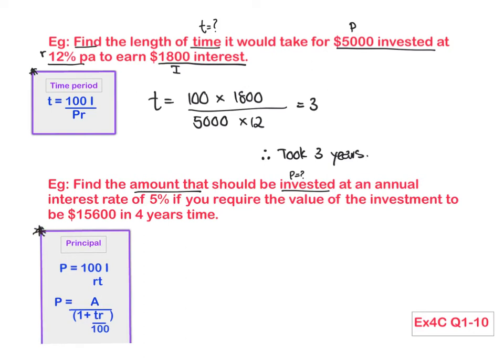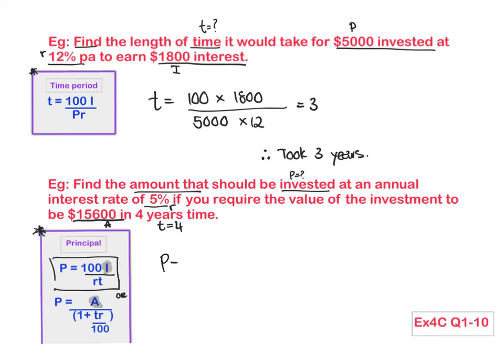So we'll be using one of these formulas here. And at an annual interest rate of 5% per annum, so they've given me the R. If you require the value of the investment to be 15,600, so they've given me an amount, an ending amount, when T was 4. You can see down here, we actually have 2 options for the formula. We have one where we have the interest, or one where we have an amount after a time period. So that's the one I'm going to use now.